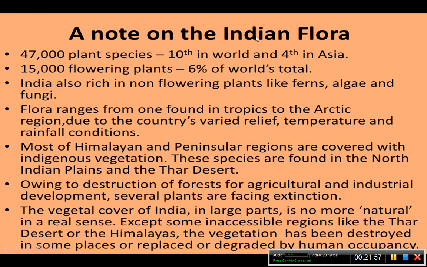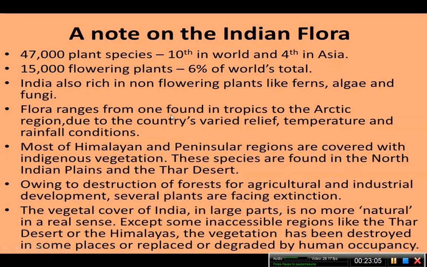A note on the Indian flora. In the beginning also we discussed these things. Let us have a look at these again. 47,000 plant species, standing 10th in the world and 4th in Asia. That is the flora. 15,000 flowering plants, which is 6% of the world's total, found in our country. India is also rich in non-flowering plants like ferns, algae, and fungi. So these non-flowering plants are also very well found in our country.